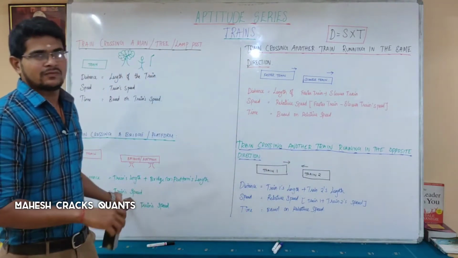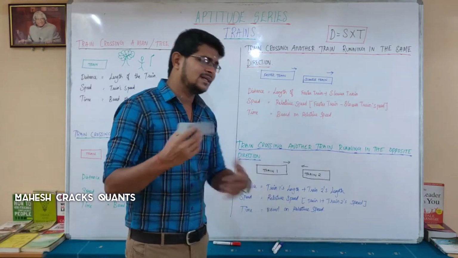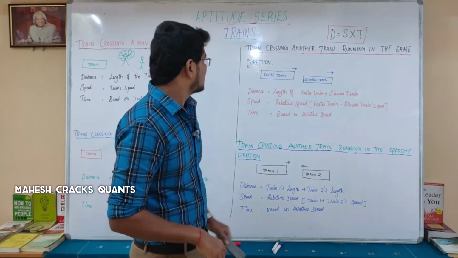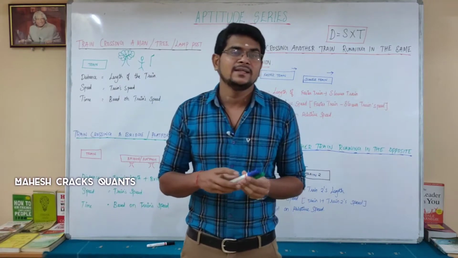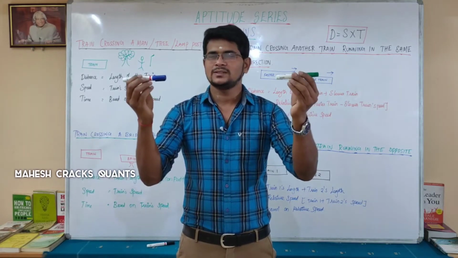So in this case, speed of the train. Okay. Third kind of questions is train crossing another train running in the same direction. If there are 2 trains, running in the same direction, what is the length to be covered? So 2 trains are there.